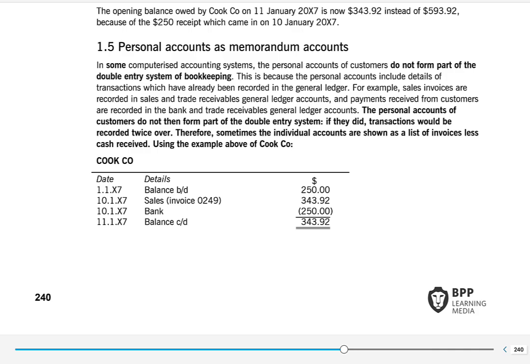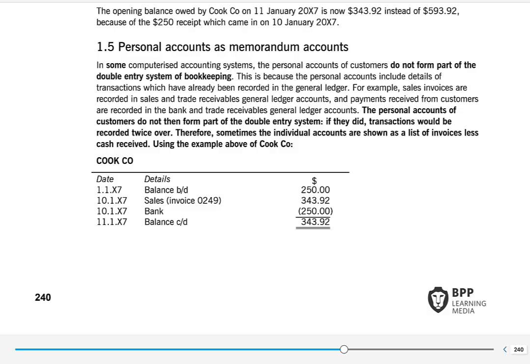2. Why it is used in computerized systems. To avoid double counting, because the double entry is already posted in the general ledger. 3. What it is used for. To provide customer-by-customer detail for statements, chasing debts, credit limits, and checking what invoices remain unpaid.